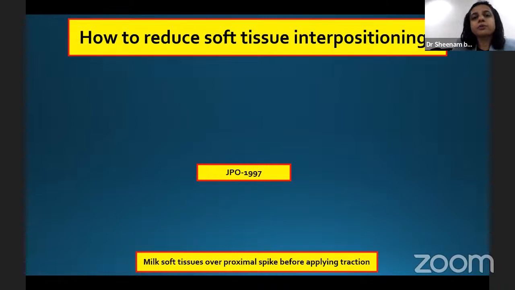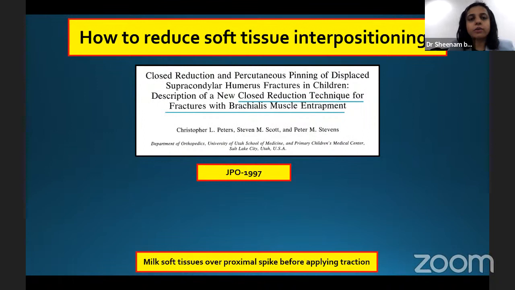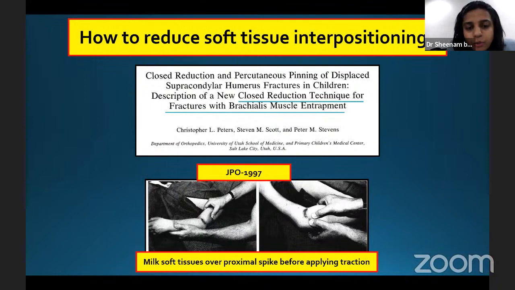How to reduce soft tissue interpositioning? There is one paper on closed reduction and percutaneous pinning of humerus fractures with a brachialis sign positive. In this paper, it has been explained that we should milk the soft tissues over the proximal spike before applying traction. So you have to extricate the brachialis muscle in order to reduce it.